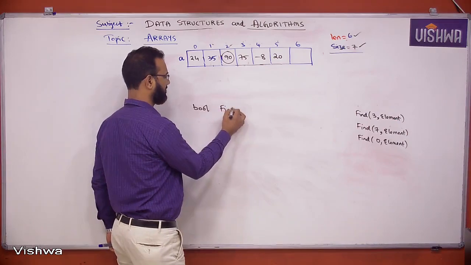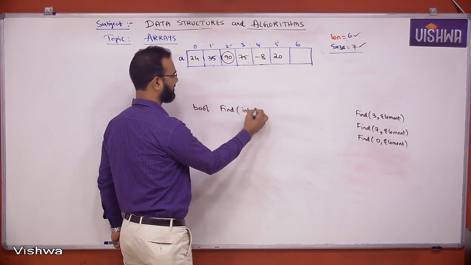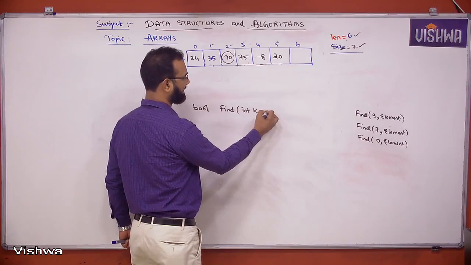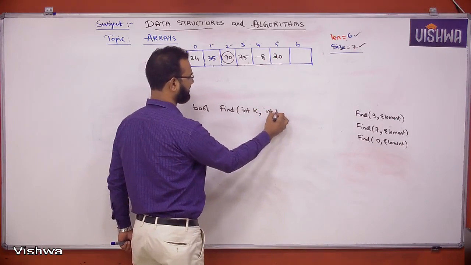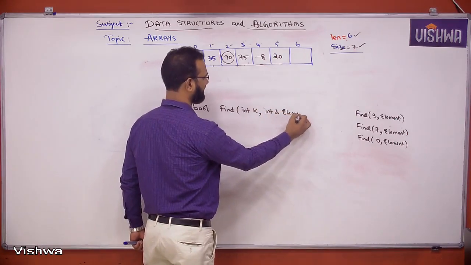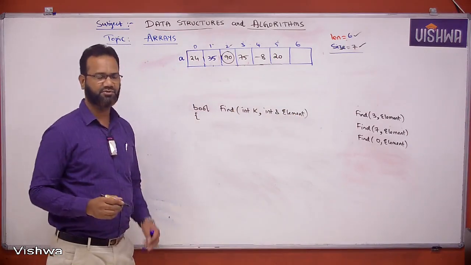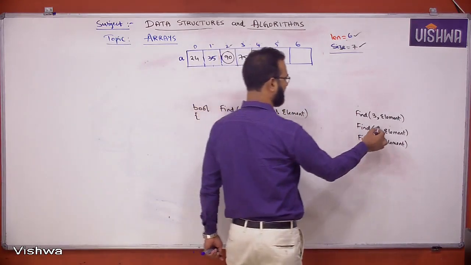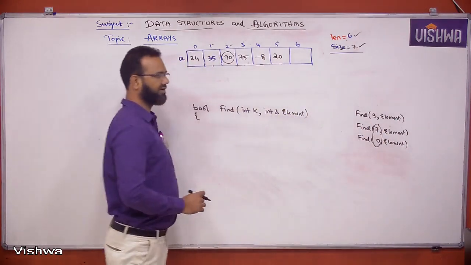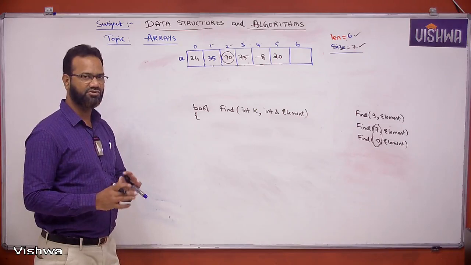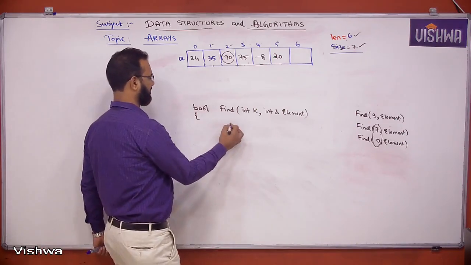Find is the name of the function taking two parameters, one as the position, another one as the reference parameter, in which you get the element that is available at that position. Check whether the position provided by the user is a valid position or an invalid position. I hope you got it by this time, how to check for invalidity. That I am not going to do here now.